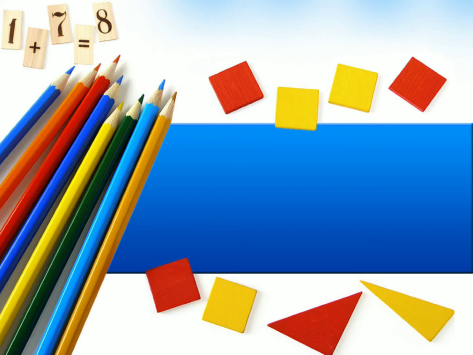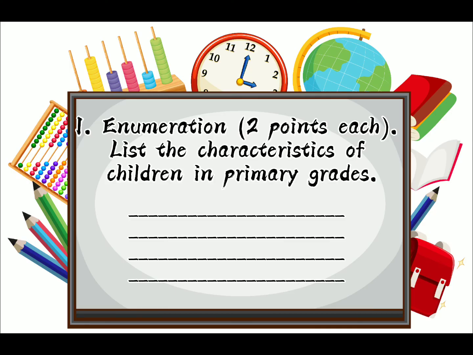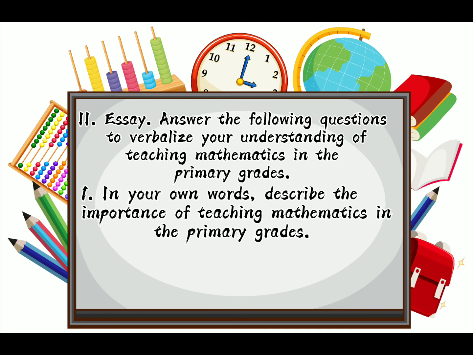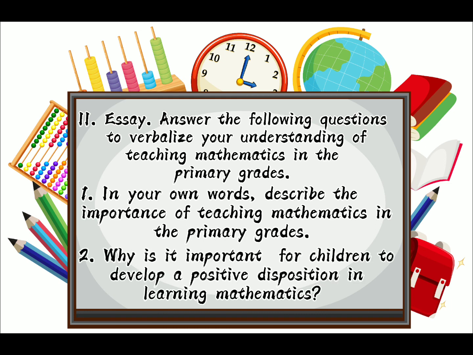For your assessment, for Task 1, enumeration, 2 points each. List the characteristics of children in the primary grades. For Task 2, essay, answer the following questions to verbalize your understanding of teaching mathematics in the primary grades. For number 1, in your own words, describe the importance of teaching mathematics in the primary grades. For number 2, why is it important for children to develop a positive disposition in learning mathematics?